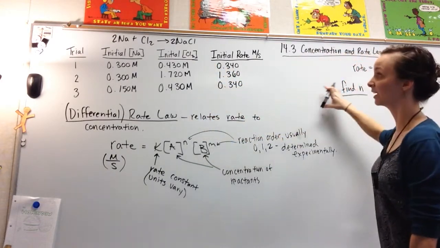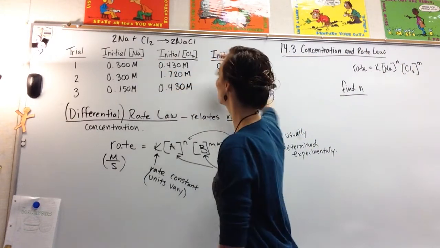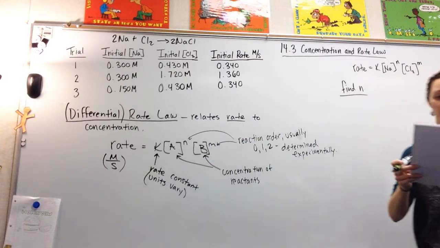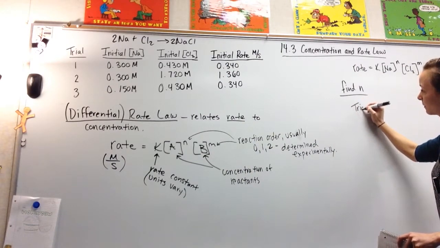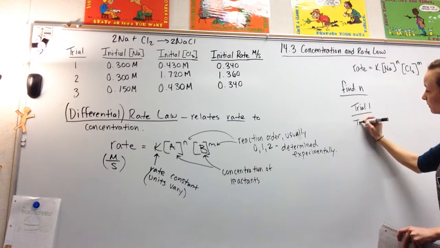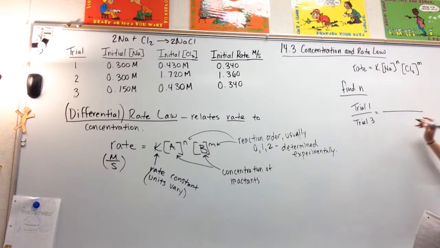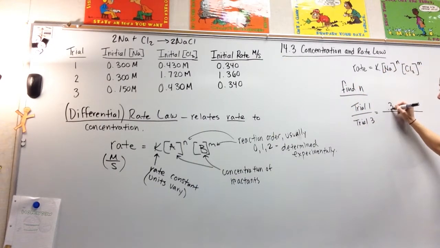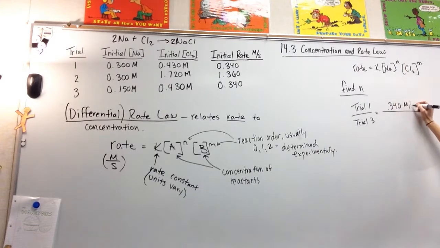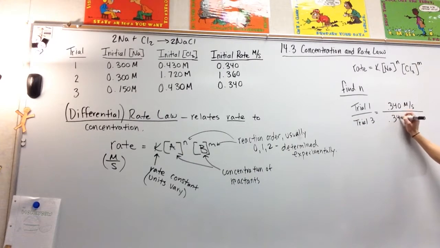And again, the whole reason is because we're trying to figure out, when we change the concentration of Na, what effect does that have on the rate? So let's plug that in. We're going to put trial 1 over trial 3. The first thing I'm going to do is put the rates over each other. The rate for trial 1 is 0.340 molar per second, and the rate for trial 3 is also 0.340 molar per second.